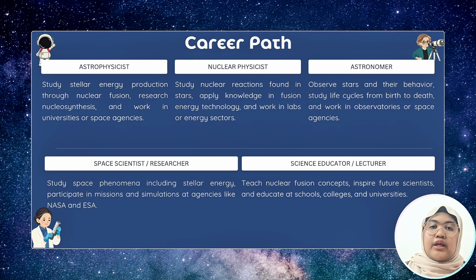Next, astronomers. They observe stars and star behavior, study the life cycle from birth to death, and work in observatories or space agencies. We also have space scientists or researchers who study different space phenomena and can be involved in real missions or simulations with agencies like NASA or ESA. Lastly, scientist educators or lecturers. They play an important role by teaching these concepts and inspiring future scientists.